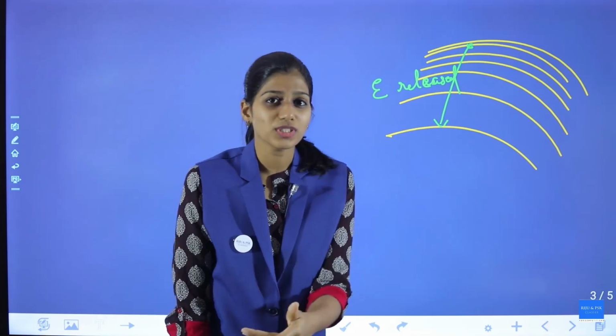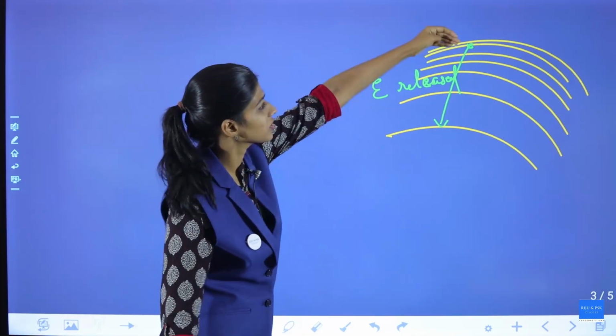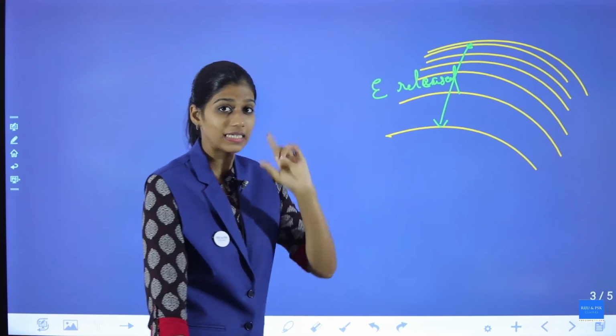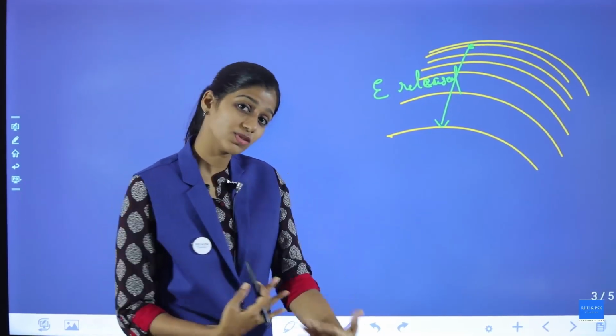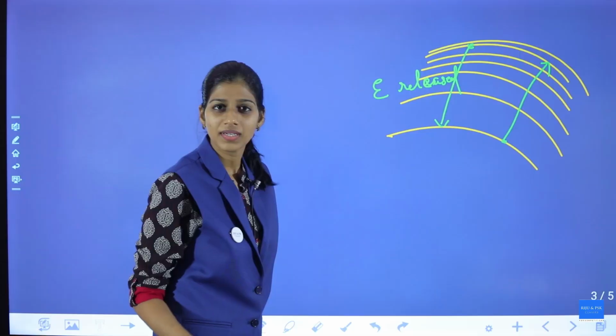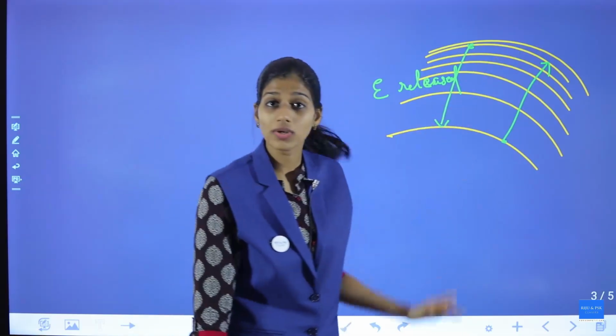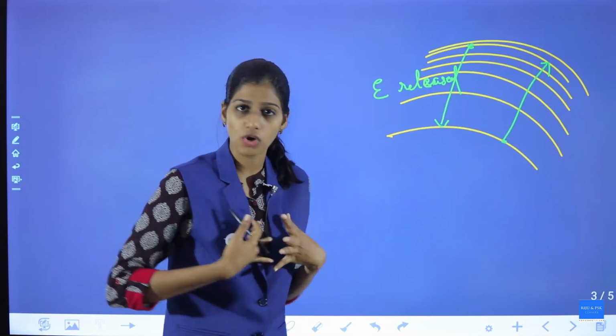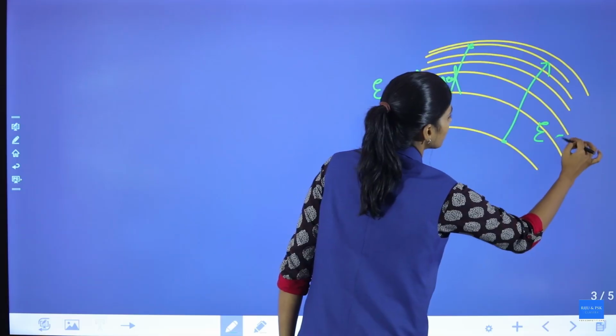What is the opposite process? This process is the transition from high energy to low energy. What is the opposite process? From low energy, they can jump into high energy. So for this process to happen, energy should be absorbed, right? Energy is absorbed here.